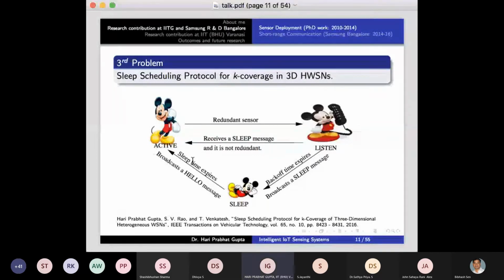So at the very beginning, we see that there are two types of sensor deployment. One is the random deployment, the other is the deterministic deployment. In the deterministic deployment, a man-made effect is there. Either we use a regular pattern, square, hexagon, or triangle, or we can use some other pattern in the deterministic deployment.